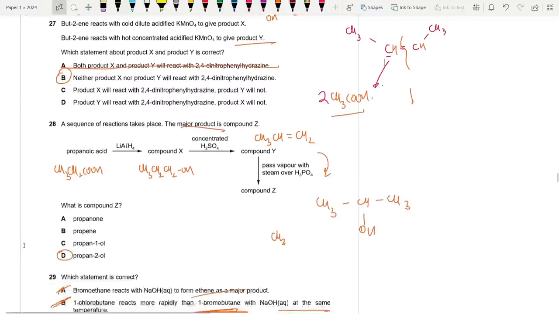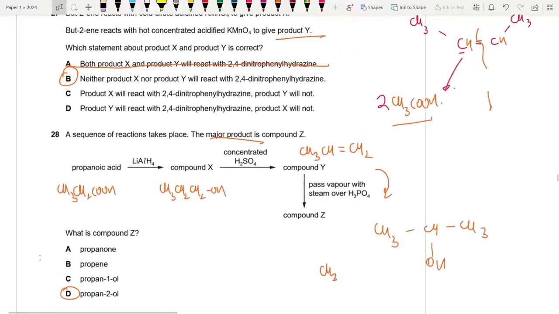Next, a sequence of reactions takes place. The major product is compound Z. So propanoic acid reacts with the reducing agent lithium aluminum hydride. It actually reduces carboxylic acids to form primary alcohols. From propanoic acid we get propan-1-ol. And then it reacts with concentrated H2SO4, which is a dehydrating agent, to form an alkene. So water is removed from propan-1-ol to form propene.